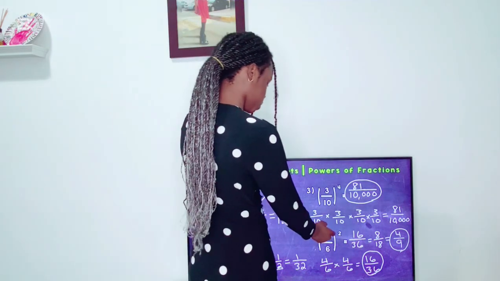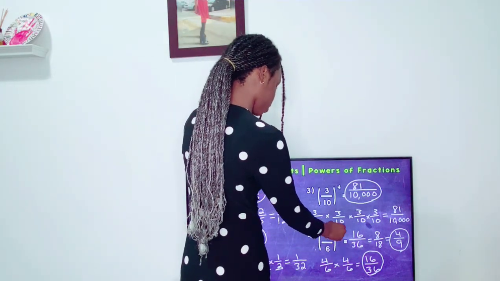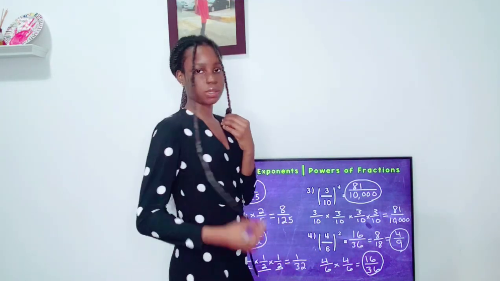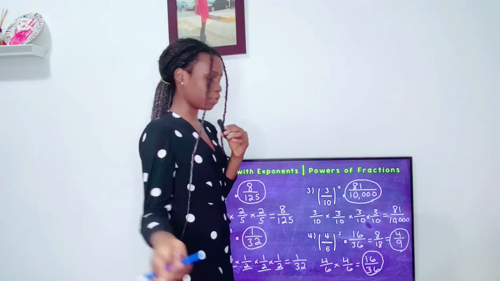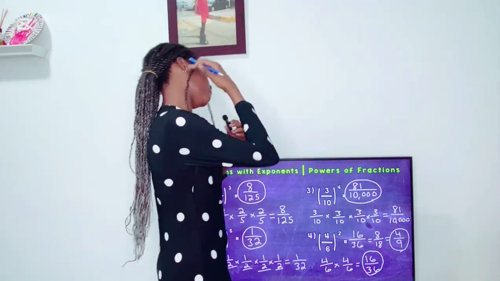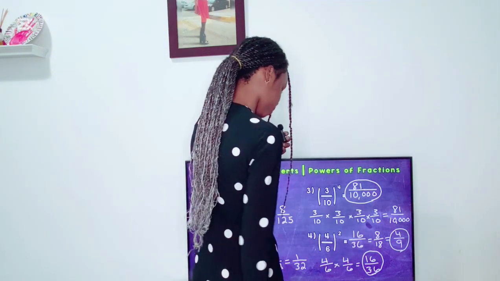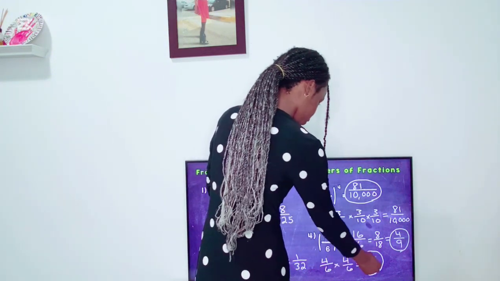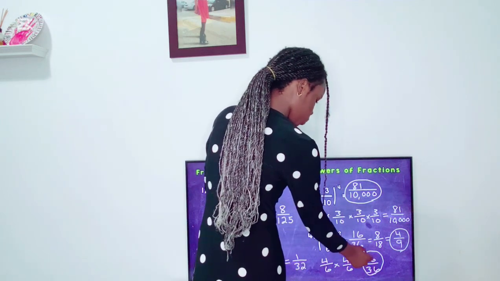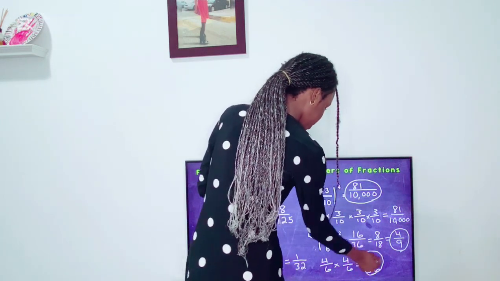Number 4 says 4 over 6 raised to the power of 2. So that's basically 4 over 6 times 4 over 6. Yeah, you guys get the point by now. So 4 times 4 will give us 16. 6 times 6 will give us 36. So we have 16 over 36.